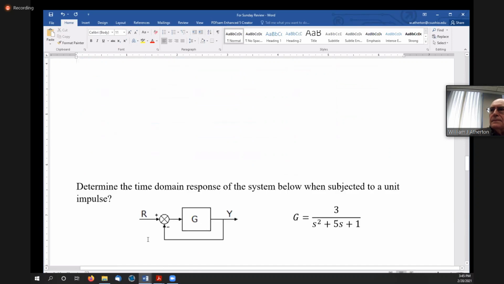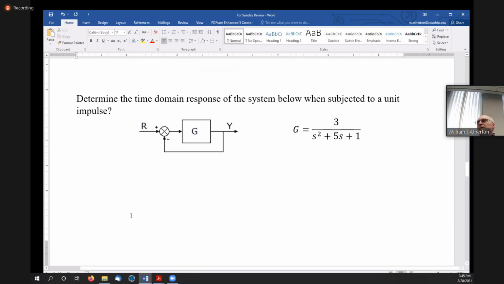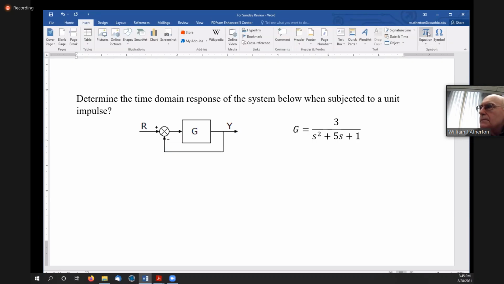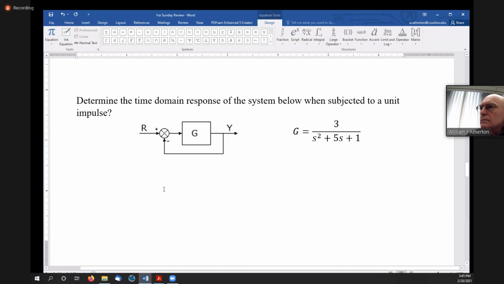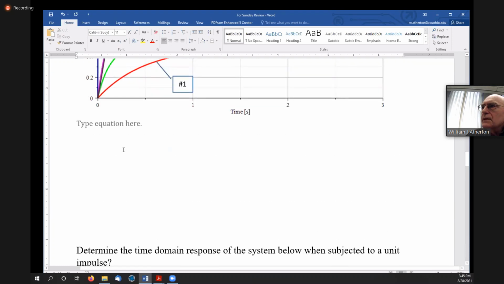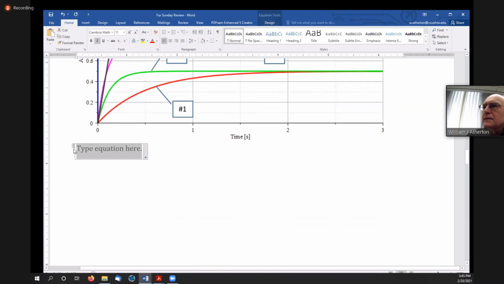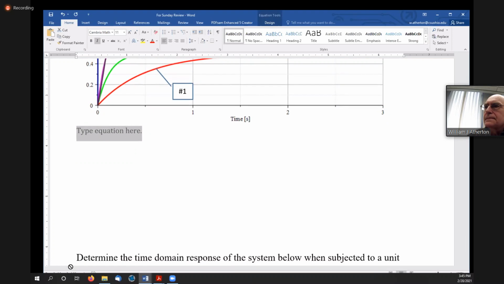What else we got here? Let's see. Find the time domain response of the system below when subjected to a unit impulse. Huh. Okay. So what do we do here? Well, we got to get the closed loop transfer function. I think I inserted an equation up here. Didn't want to do that. Run it down here.